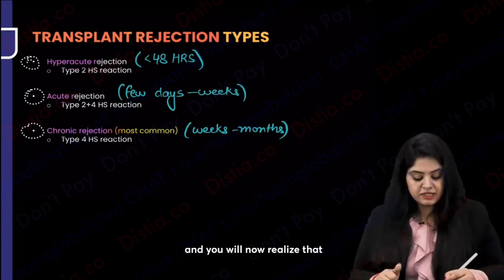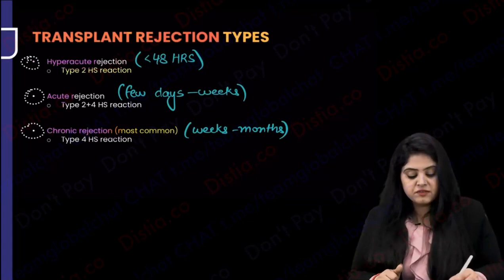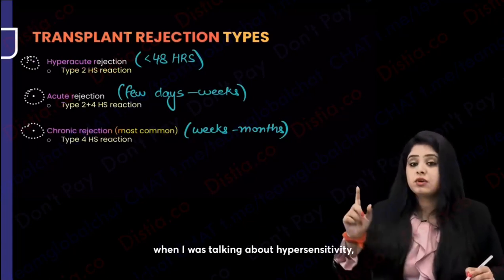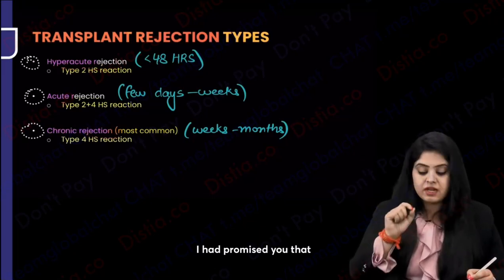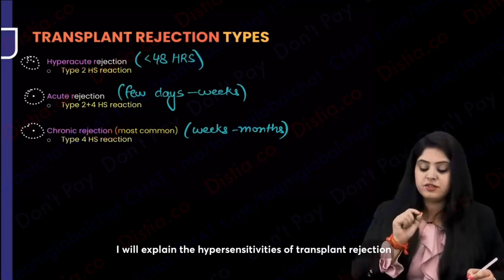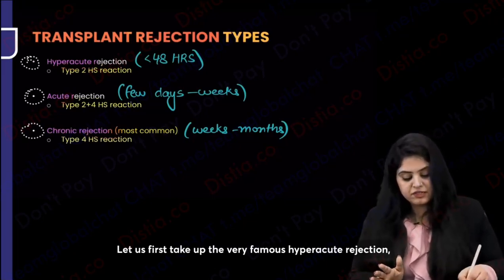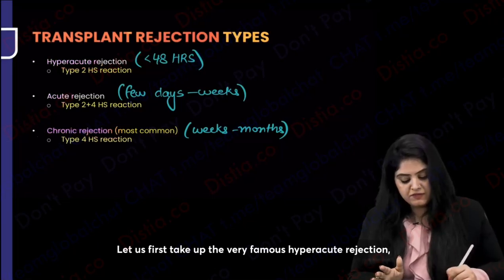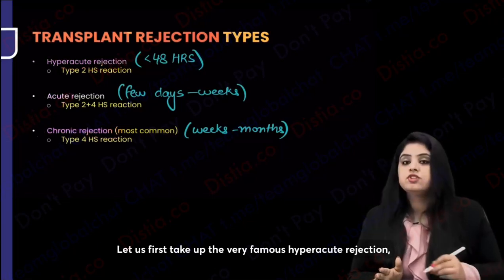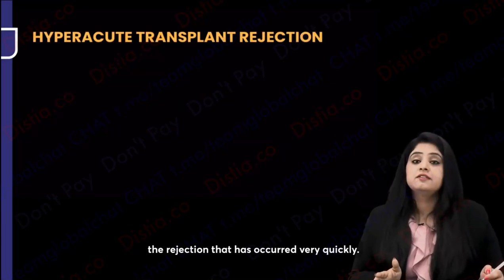And you will now realize that I will link this with hypersensitivity, because when I was talking about hypersensitivity, I promised you that I will explain the hypersensitivities of transplant rejection, and now we'll study them one by one. So let's take them up. Let us first take up the very famous hyperacute rejection, the rejection that has occurred very quickly.